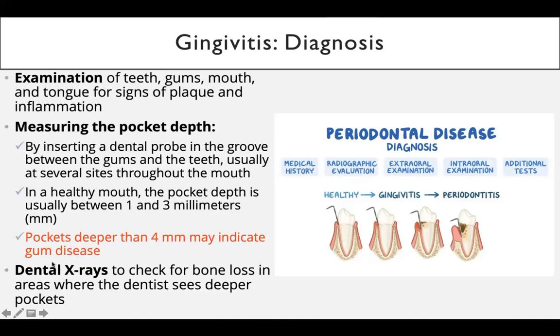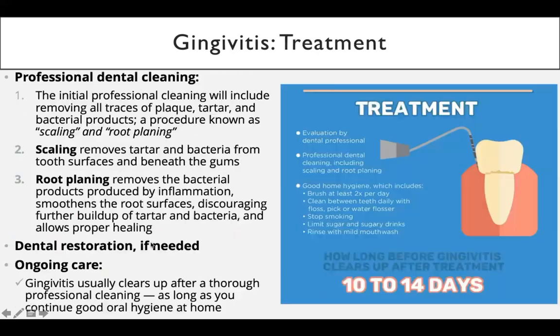And then we performed a dental X-ray, and we said that pockets deeper than 4 millimeters may indicate gum disease, such as gingivitis. And then we give some treatment: professional dental cleaning, dental restoration, and ongoing care. Among professional dental cleaning, there was scaling and root planing. Scaling is when you remove the tartar and bacteria from the tooth surface, and root planing removes the bacterial products formed by inflammation, discourages further buildup of tartar and bacteria, and allows proper healing.